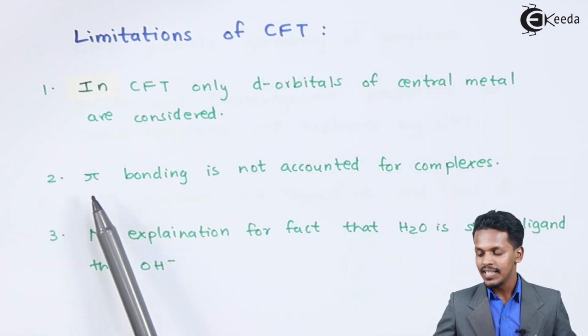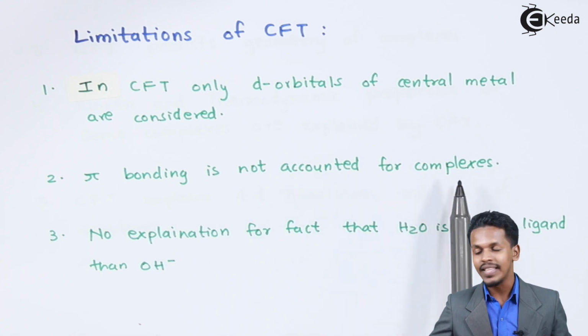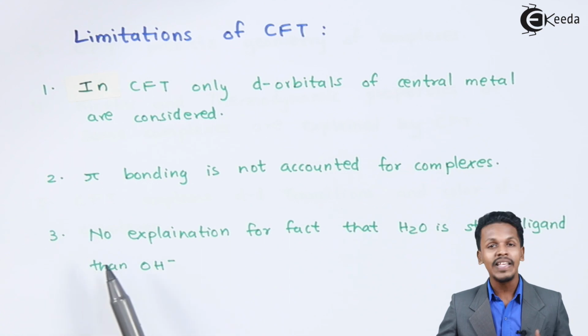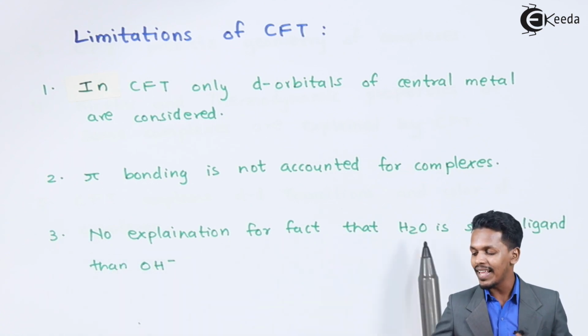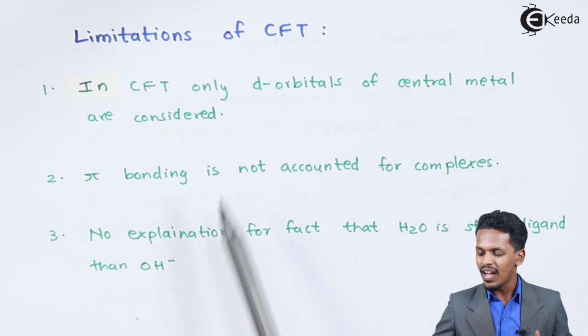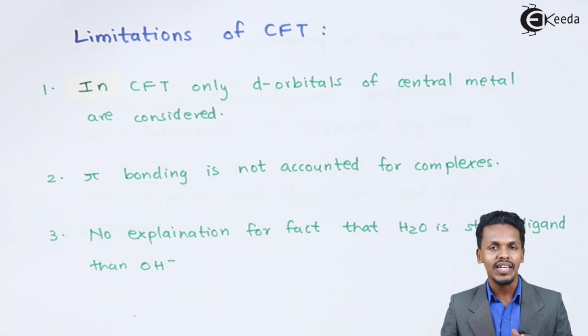Talking about the next point, pi bonding is not accounted for in the complexes in case of CFT. Talking about the next one, there is no explanation for the fact that H2O is a stronger ligand than OH minus. So these are the three limitations of the CFT. That is what I had to discuss in this topic, and that's it.